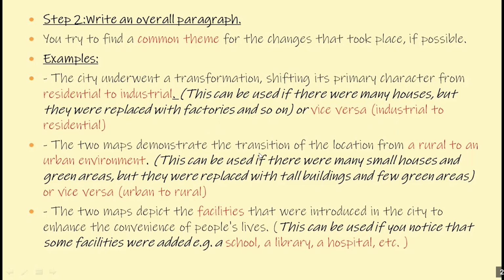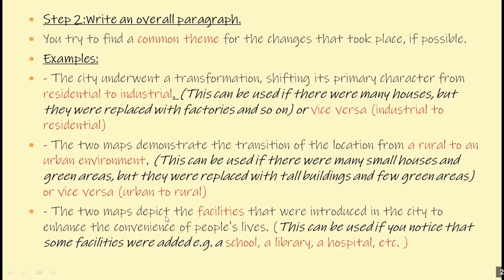If the two maps demonstrate transition of the location from a rural to an urban environment, rural means that you had small houses and a lot of green areas. If it became urban, so instead of the houses, you have skyscrapers, right? And you have few green areas, then that means it became urban.